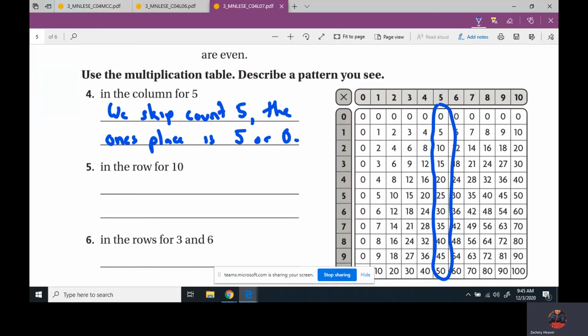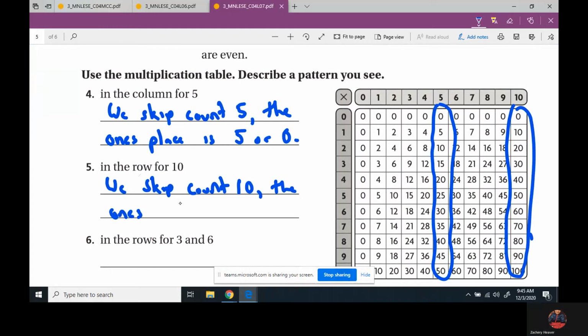Okay. Now let's look at the tens place. We skip count by 10. The ones place is all 0. 0, 0, 0, 0, and even. They're all even.